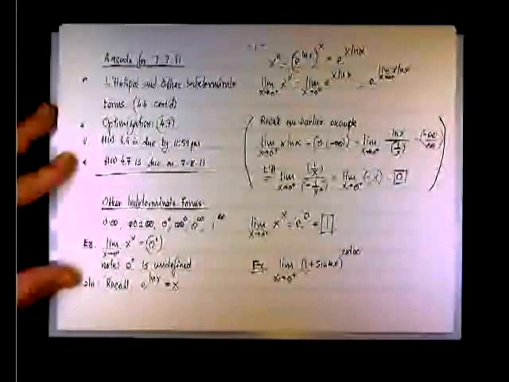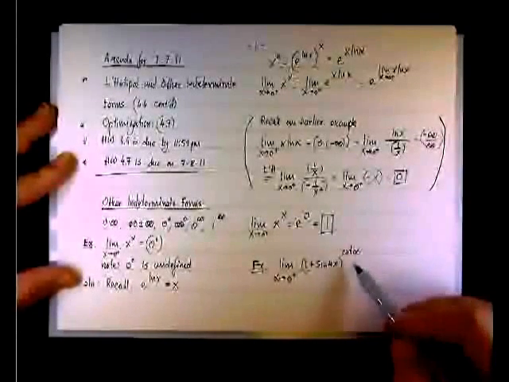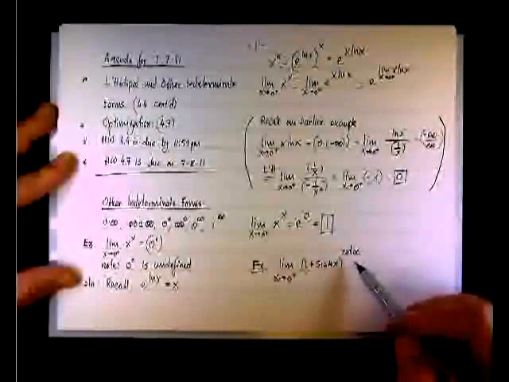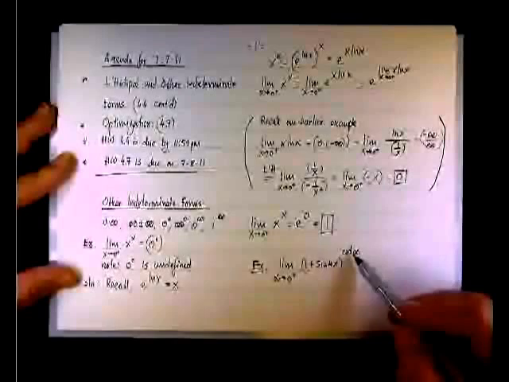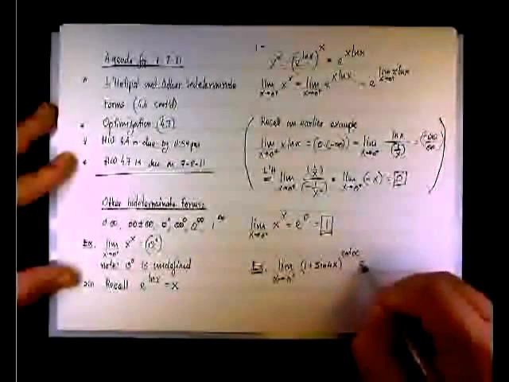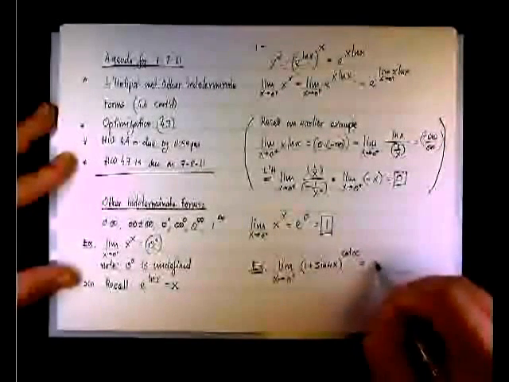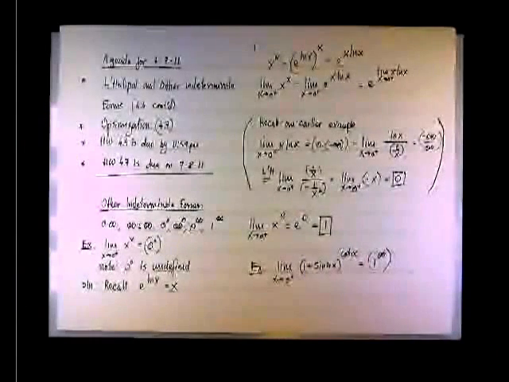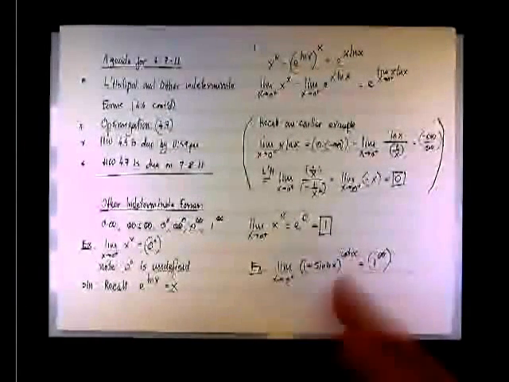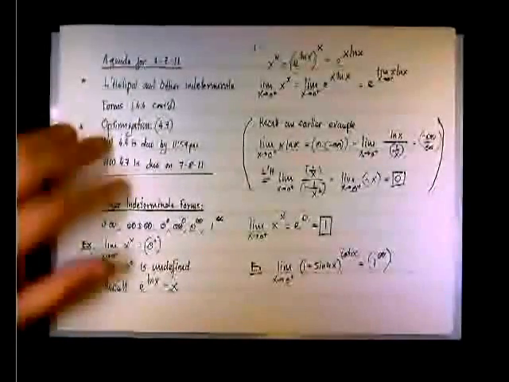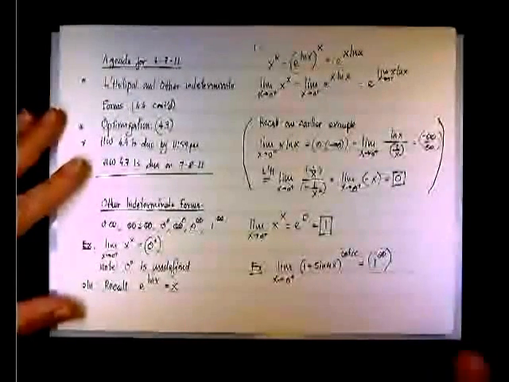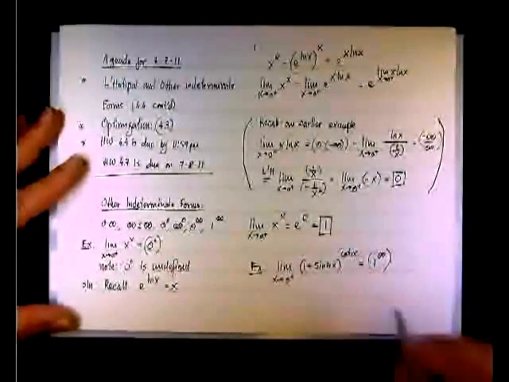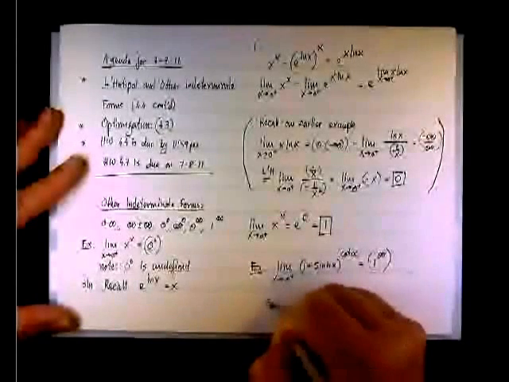Cotangent, remember, is cosine over the sine. Cosine of 0 is 1. Sine of 0 is 0, so you have 1 over 0. So the cotangent goes to infinity. So this is a limit of the type 1 to infinity. And we need to change something here to make it qualified, so we can qualify L'Hopital here.